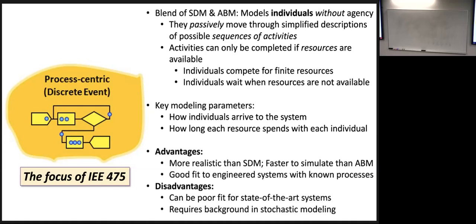The advantages are that it's more realistic than system dynamics modeling, because you do get individual-level variation, but it's much faster to simulate than agent-based modeling, because it's not as complex a mess of individuals bumping into each other and interacting. And it's a really good fit to a lot of engineered systems where we, as engineers, have sculpted the system into a particular process.